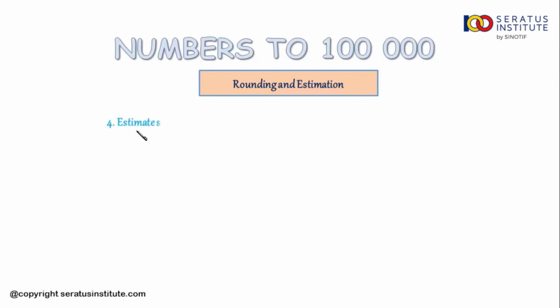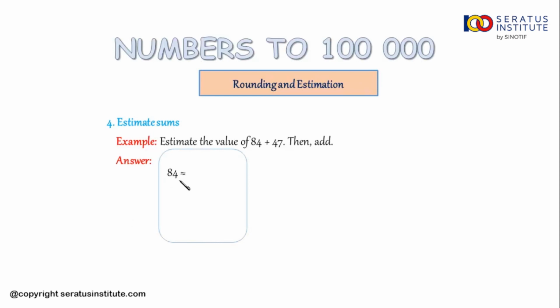That's about estimating sums. Here is the example for you. Estimate the value of 84 plus 47, then add. For estimation, we have to round each number to tens at first. So this is the answer. 84 becomes 80, 47 becomes 50, so 80 plus 50 becomes 130.